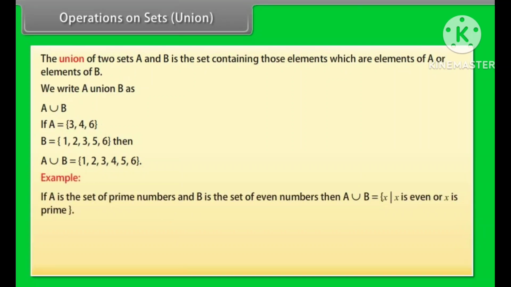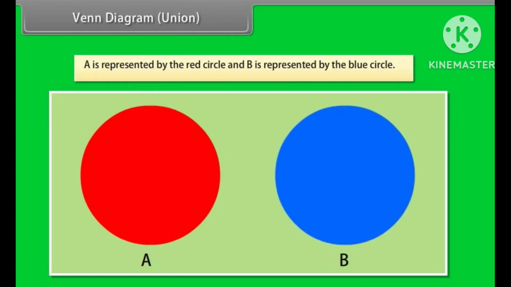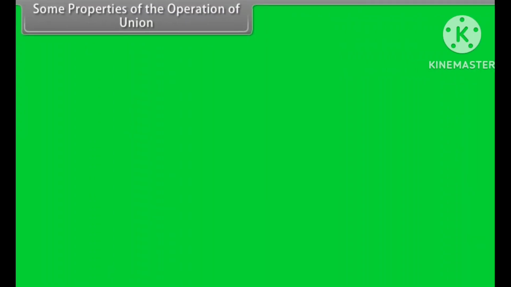Example: if A is the set of prime numbers and B is the set of even numbers, then A union B is equal to {x such that x is even or x is prime}. If A is equal to {x such that x greater than 5} and B is equal to {x such that x less than 3}, then A union B is equal to {x such that x less than 3 or x greater than 5}. Union: A is represented by the red circle and B is represented by the blue circle. The union consists of all points which are colored red or blue or yellow, of the operation of union.